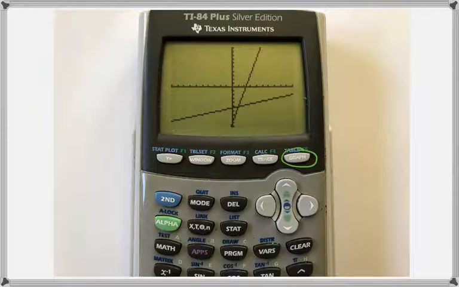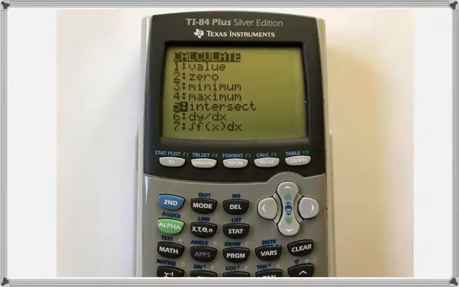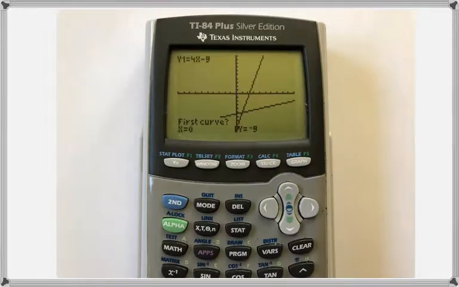So you need to use the calc menu, second trace, and that will get you to a lot of different commands. You want to choose the intersection command. And if you press enter, here is where you just have to press enter 3 times.